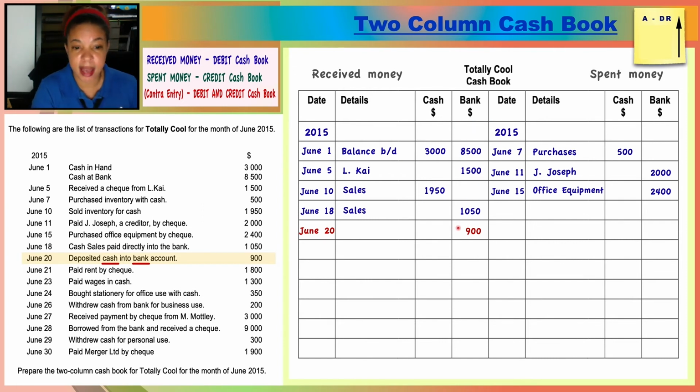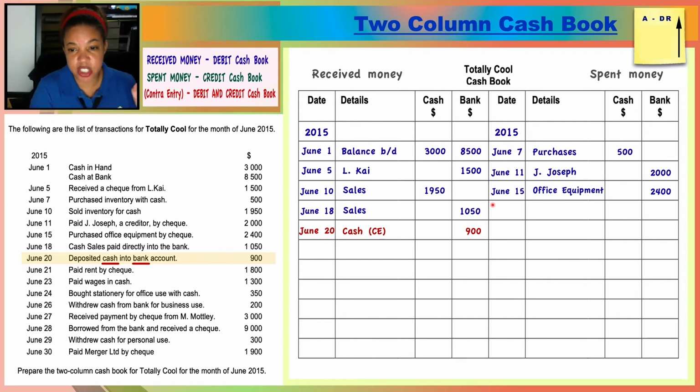deposited, which is $900. Your detail will therefore be cash, meaning where did you get the money from? From your cash in hand. So your detail will be cash, and the CE represents contra entry. Contra entry, so that the users, which in this case will be the examiners or the teachers when we are correcting, will know that we have to look out for the other part of the transaction, which is on the credit side.